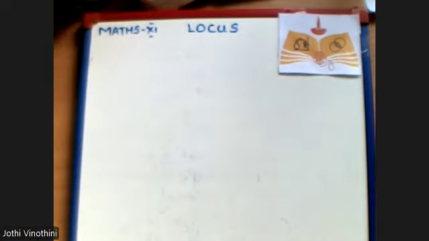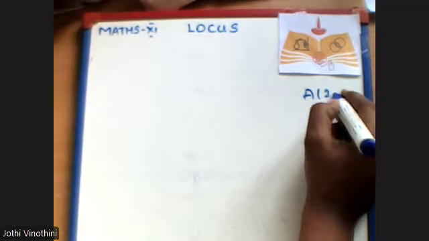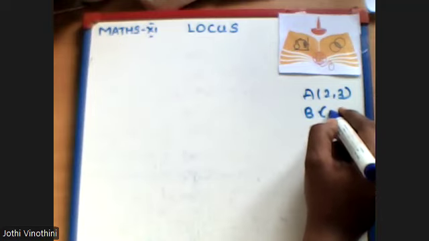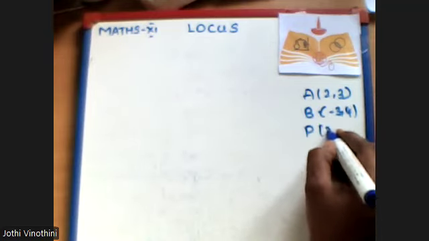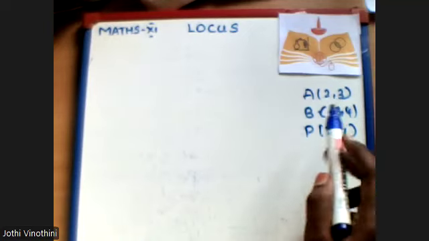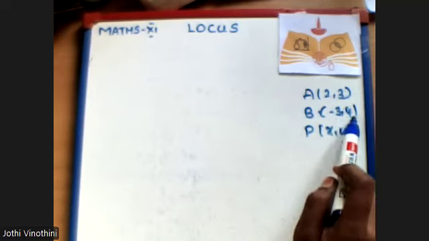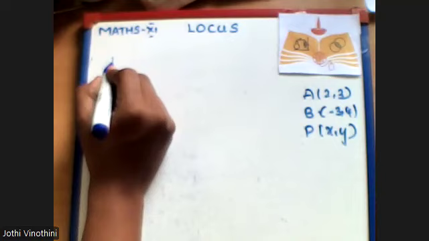So what are the 3 points we have? We have A, which is (2, 3), and B, which is (-3, 4), and P, which is (x, y). Now I am going to consider x1, y1, x2, y2, x3, y3. Okay? So what is the formula?